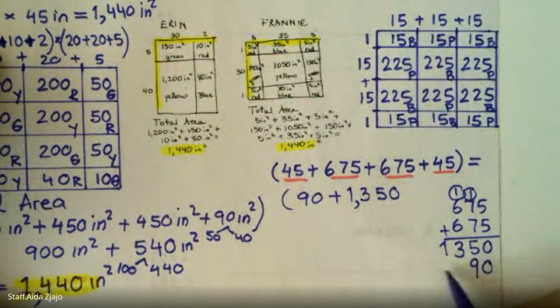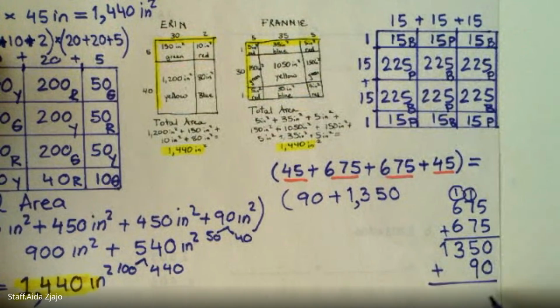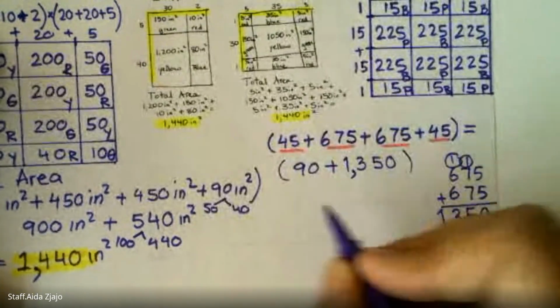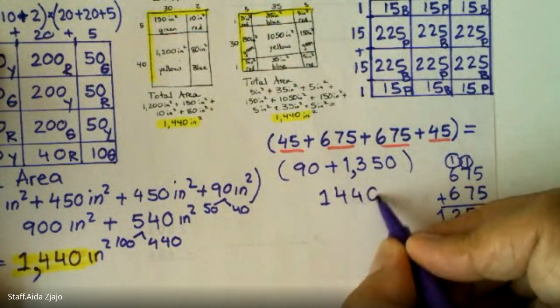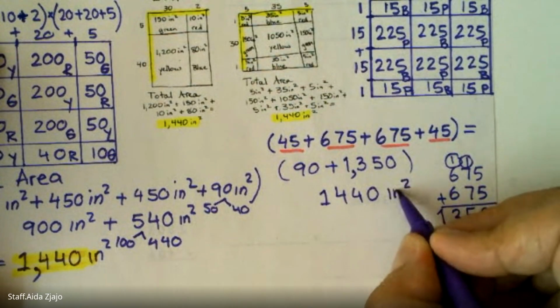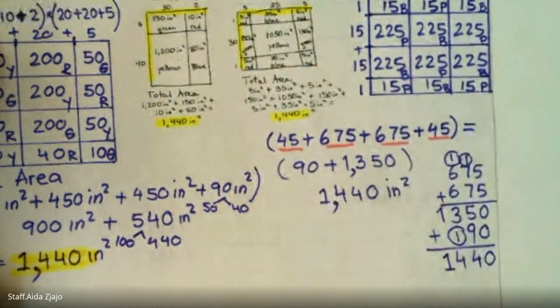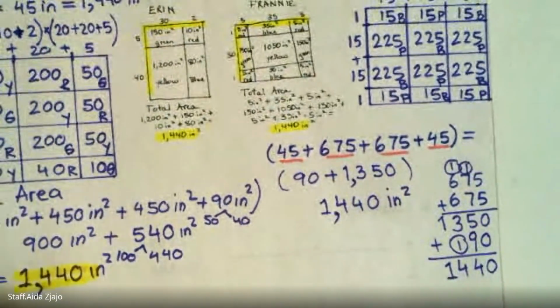I'm just going to add that there. So 0, that's 14, remember 1. So that and that makes again 1,440 square inches. And we have another solution.